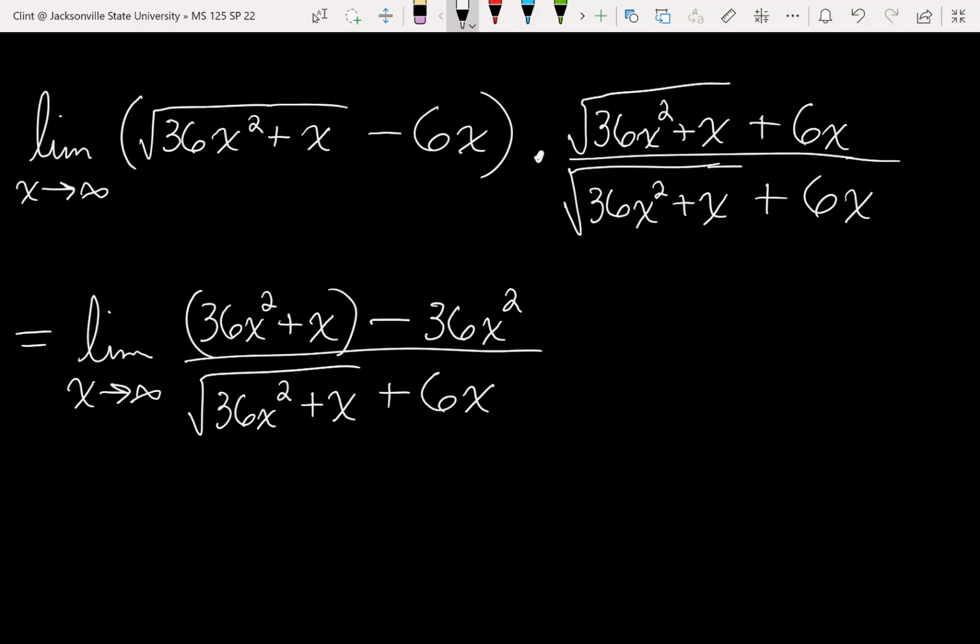Really not that bad if you use the pattern. Why does that help us? Thirty-six x squared cancels on the top. That's right. X.